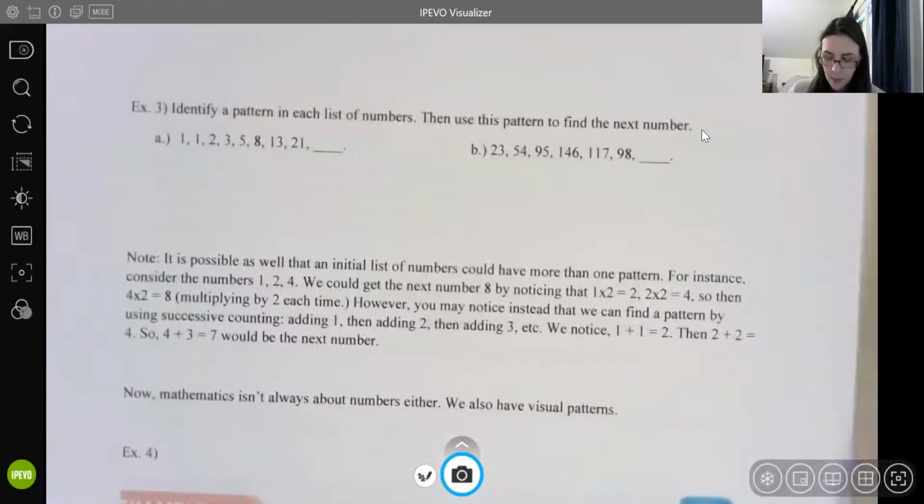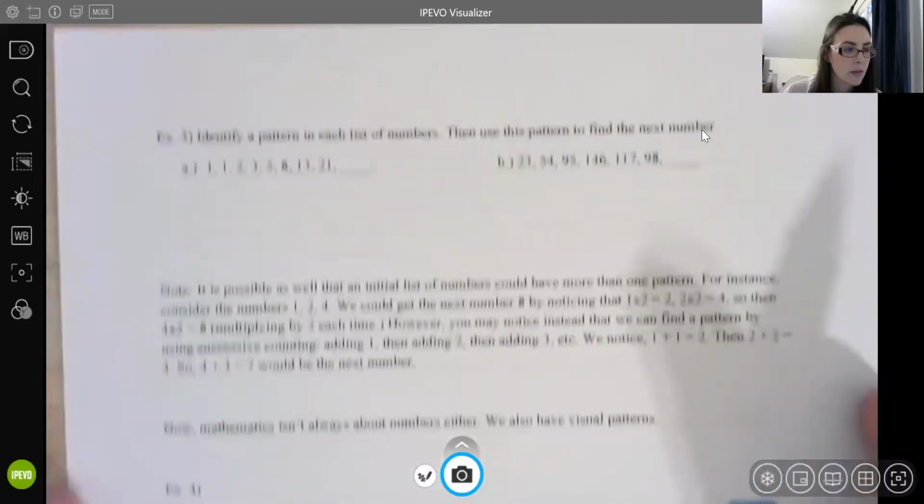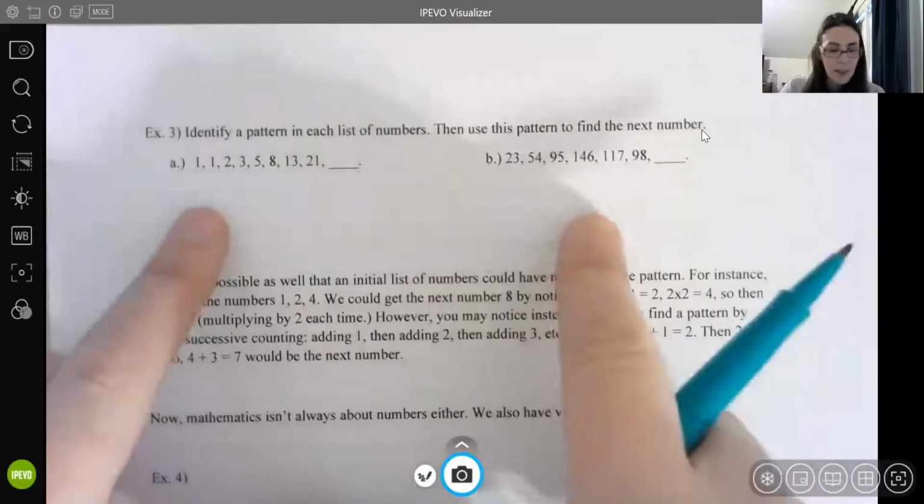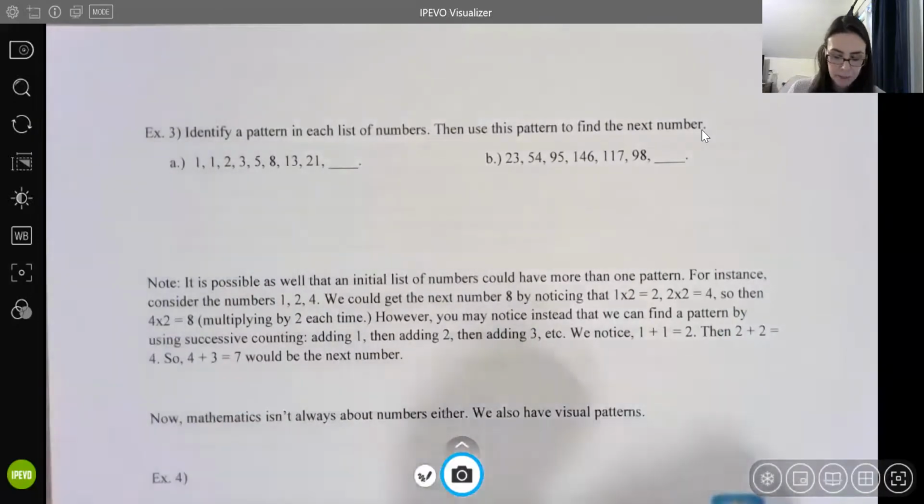All right, so let's do a couple more examples with patterns. And then we'll look at deductive reasoning. So again, here's a good time to pause the video, give it a try first, see if you can figure it out. These are a little bit tougher, but we can still do them.